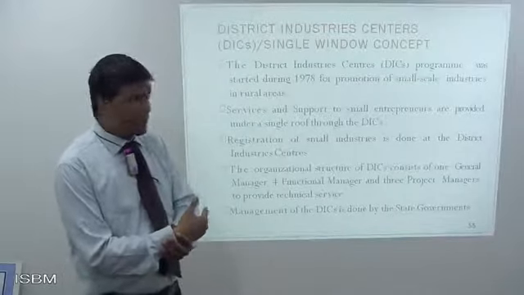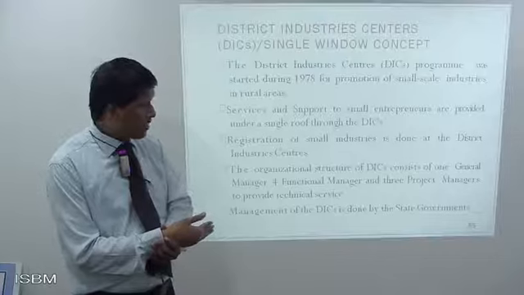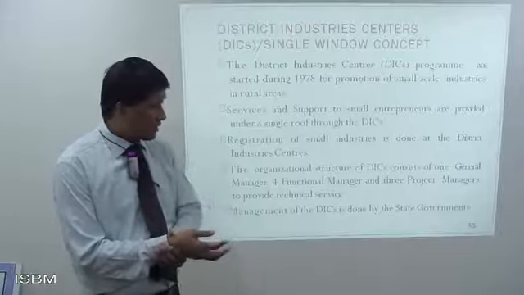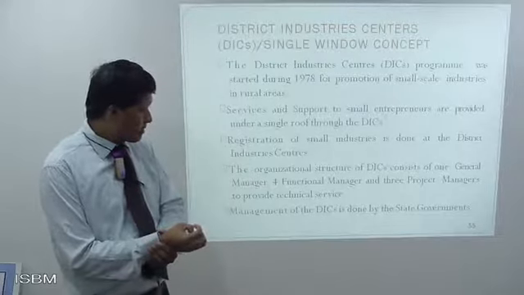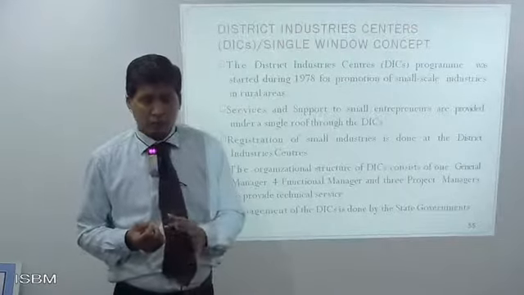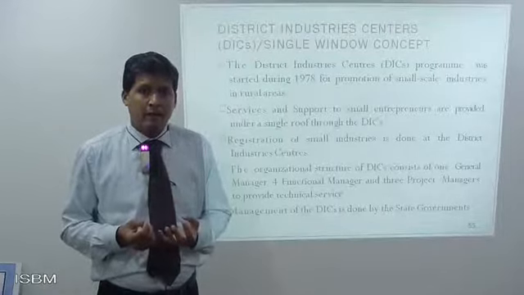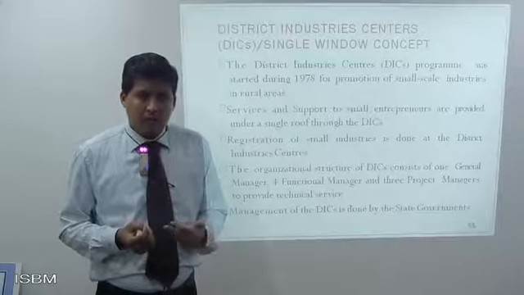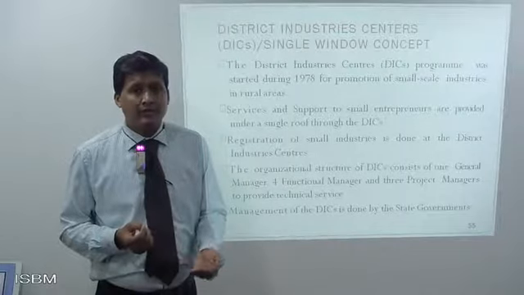So services and support was given to entrepreneurs. Registration of small industries is done at a district industry center. The organization structure of DICs consists of 1 general manager, 4 functional managers and 3 project managers providing technical services. And management of DICs is done by state government. So state government DICs came in as very handy when it came to providing registration, compliance certificate, no objection certificate as well for these entrepreneurs.